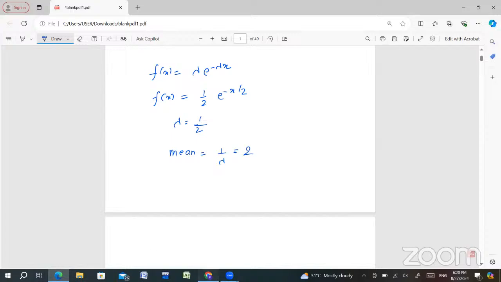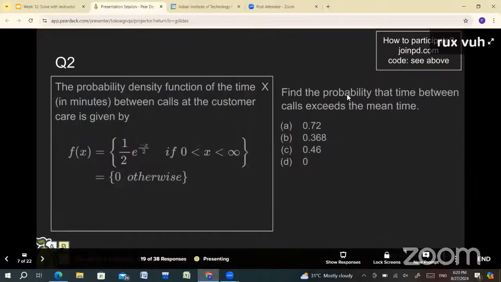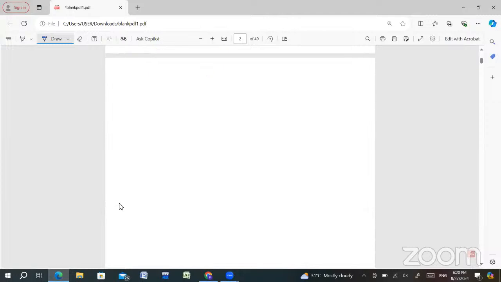Now the question asks us to find the probability that the time between the calls exceeds the mean time. So we have to find the probability that x will exceed the mean time, which is 2, right? We have to find that x will be greater than or equal to 2. 2 is the mean time here. So you can solve it as 1 minus the probability that x is less than 2, right? So this is the CDF at point 2.